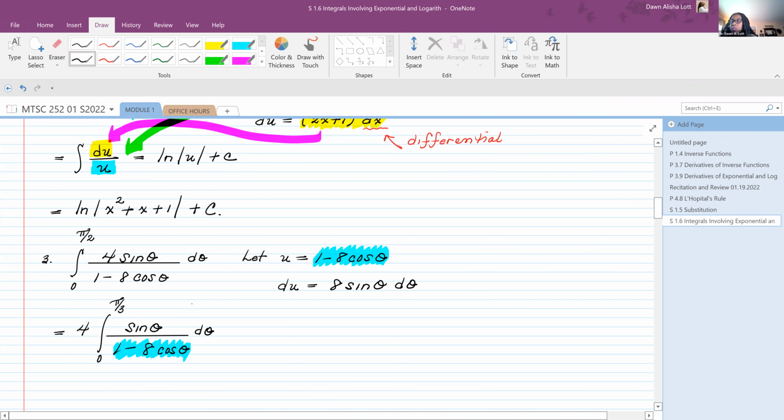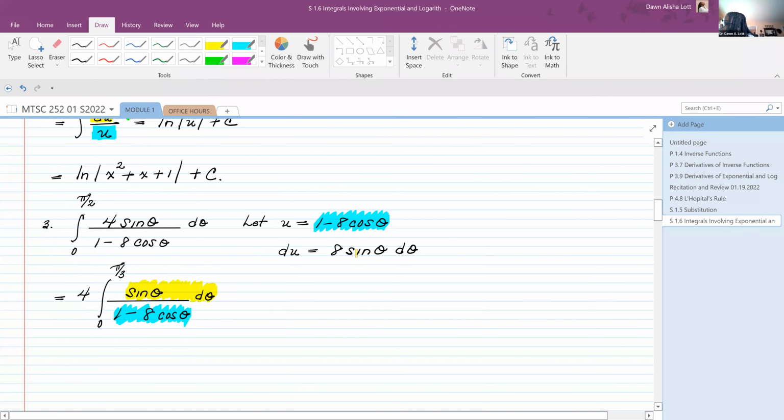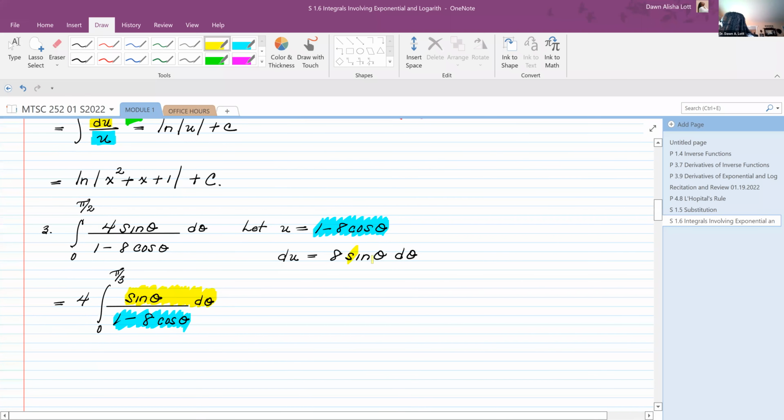Okay, so Tyler, this is a case where there's no 8. If there was an 8 there, it would be perfect, but there is no 8. So I need to solve for what's left in the problem. And what's left in the problem is sine theta d theta. I don't worry about that 4 on the outside because I'm going to multiply the whole thing by 4 when I'm done. Okay. So therefore, I need to solve for sine theta d theta.